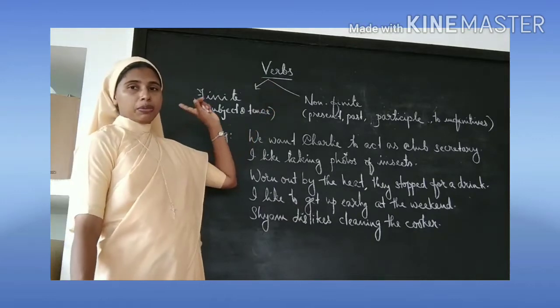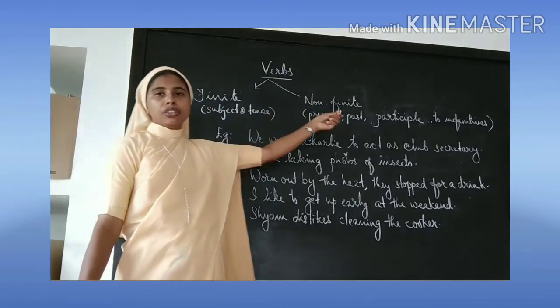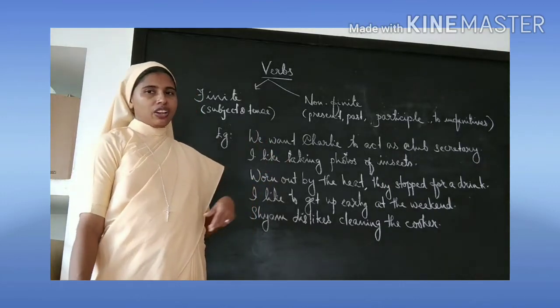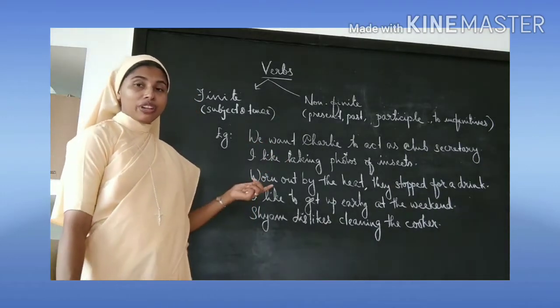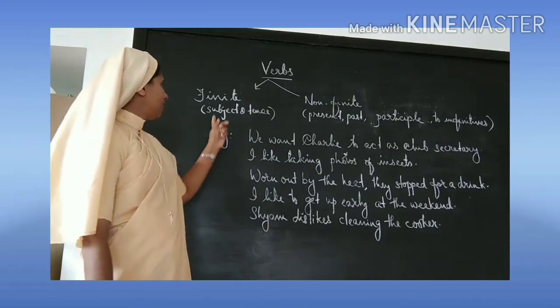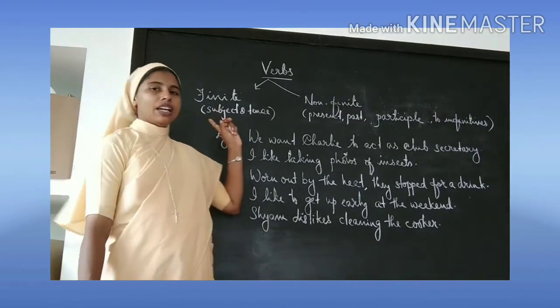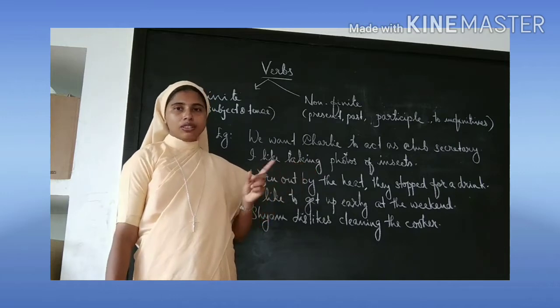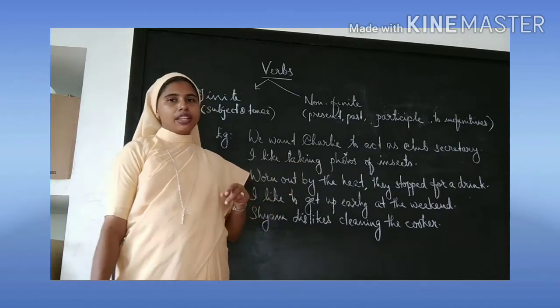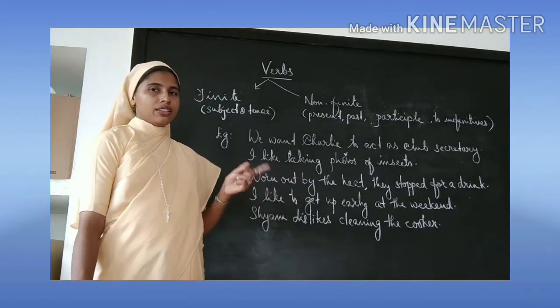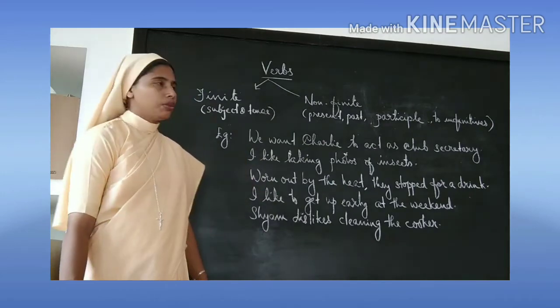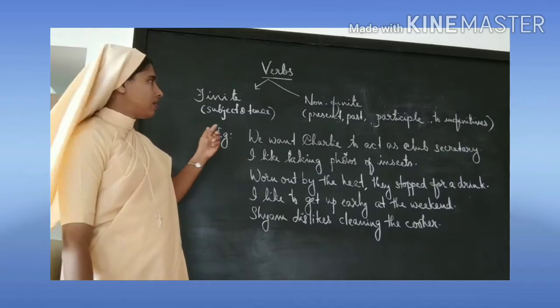Again, the verbs can be divided into finite verbs and non-finite verbs. Do you remember what we have learned last year about finite and non-finite verbs? Finite verbs have a subject and tense. The verb which has a subject and tense is called a finite verb. In a sentence, if we want to complete it, there should be a finite verb. We'll see the examples later.